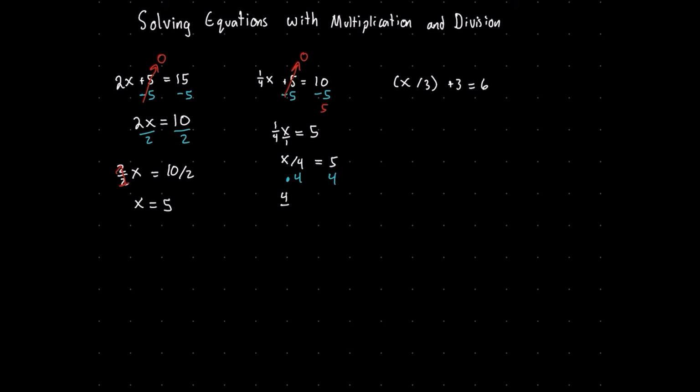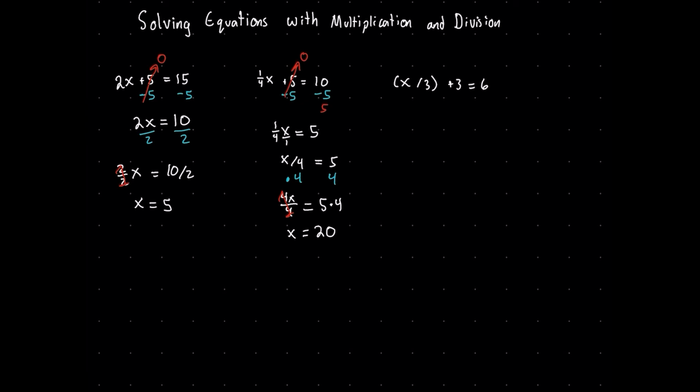4x over 4 equal to 5 times 4. And we know that this is going to make a big 1, which will leave us just with x on the left side, and this 5 times 4 is 20.